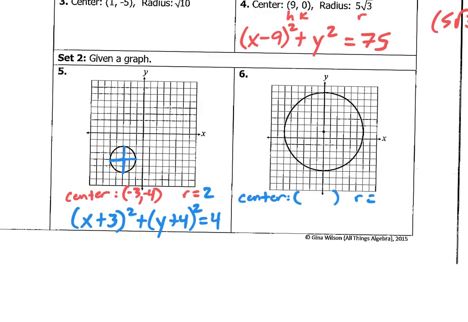All right, my center is where? 0, 1. Okay, my radius is 6 units. Okay, 6 units counting from the center to the edge of the circle.